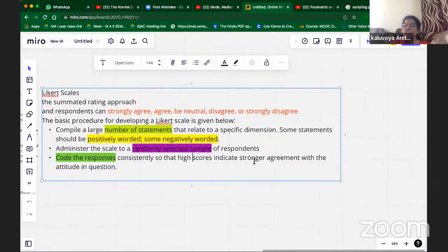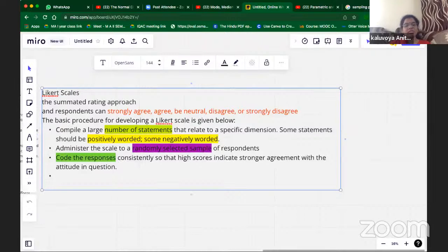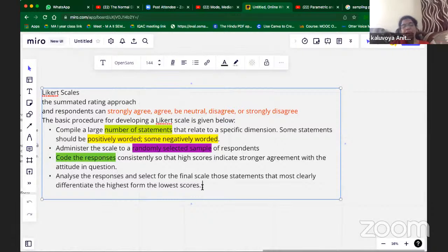so that high scores indicate stronger agreement with the attitude in question. There is a possibility, because you are wording them positively and also negatively. So if you get a stronger agreement towards the question, a high score is a stronger acceptance of what you are trying to tell. And then you analyze the responses and select for the final scale the statements that most clearly differentiate the highest from the lowest score.